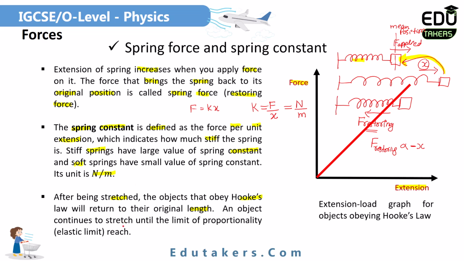The object continues to stretch until the limit of proportionality or the elastic limit is reached. Elastic limit is the point up to which Hooke's law is obeyed. After this point, the object does not obey Hooke's law. It is deformed. It changes its shape or length. So I can simply say that objects which obey Hooke's law return to their original position after the force is applied.